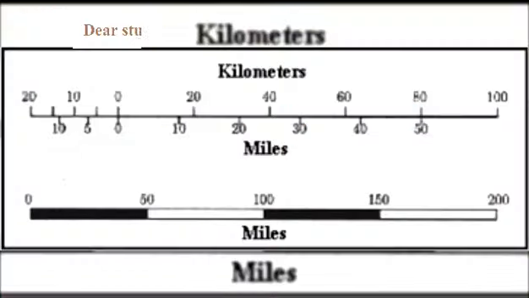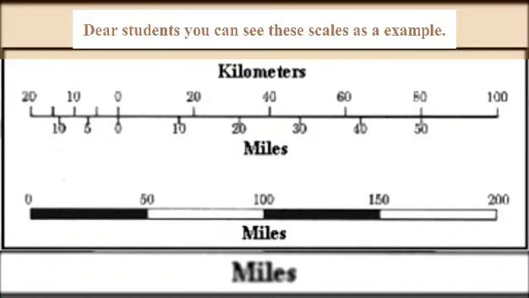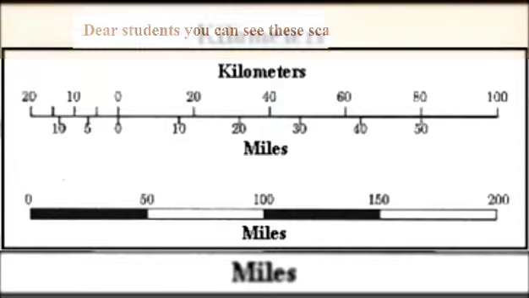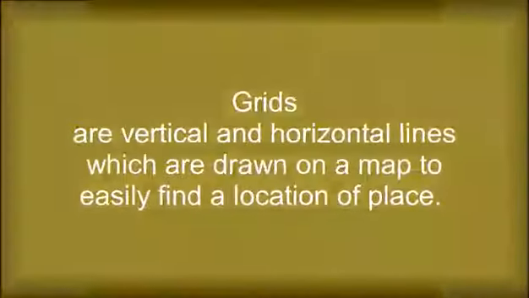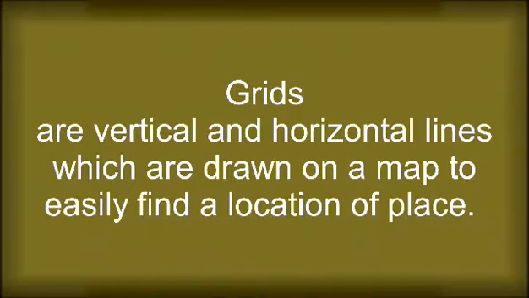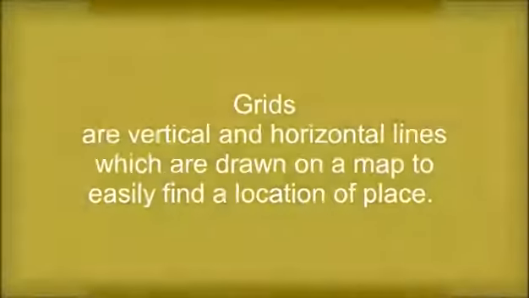Dear student, as you can see in this picture, the last element is grid. Grids are vertical and horizontal lines which are drawn on a map to easily find out the location of a place.